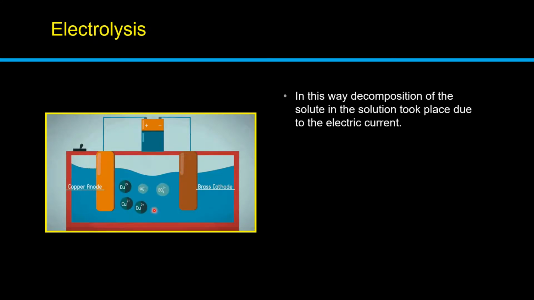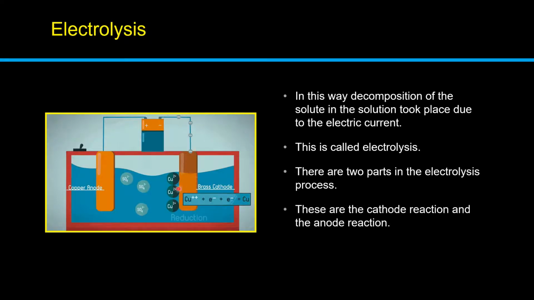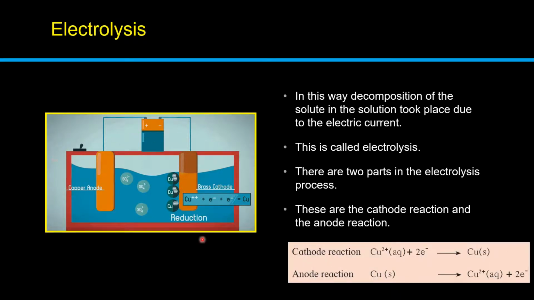So in this way, decomposition of the solution took place due to the passing of electric current. This process is called electrolysis. There are two parts in the electrolysis process. One is the cathode reaction and the other is the anode reaction. For this electrolysis process, the cathode reaction is Cu2+ + 2e- gives Cu, and copper in the anode will be given out as Cu2+ + 2e-.